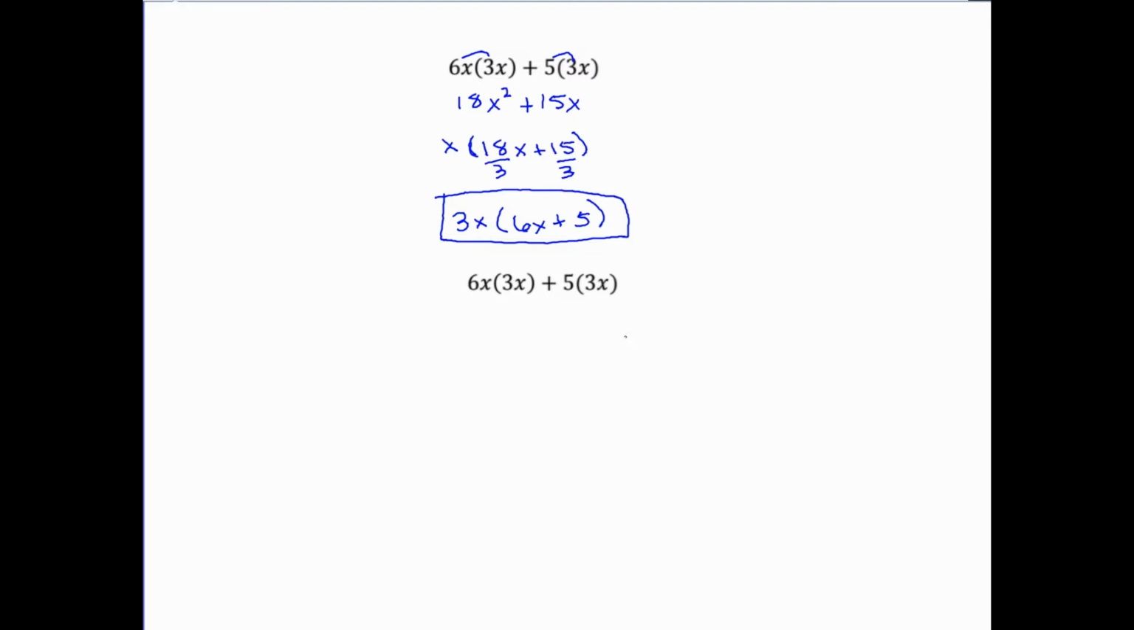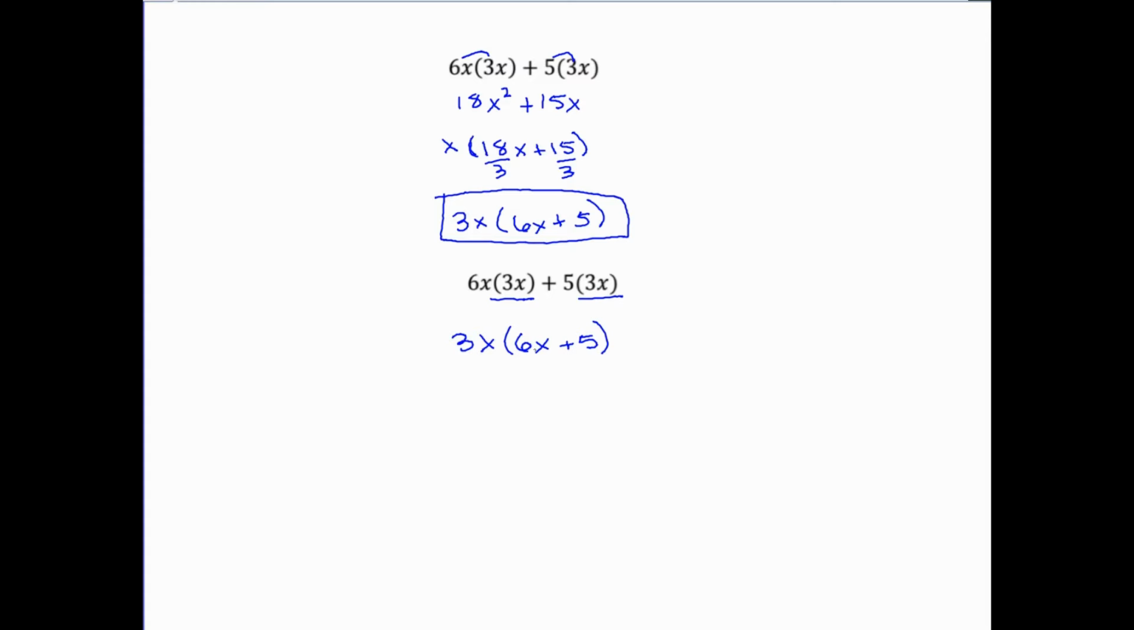Or another way you can do it is just notice, oh wow, this term has a 3x and this term has a 3x, so I want to take that out first. So I take that 3x out, and so this one, what's left? If I take a 3x out of this part, then I'm left with the 6x here. And if I take the 3x out of this part, then I have a 5 left.